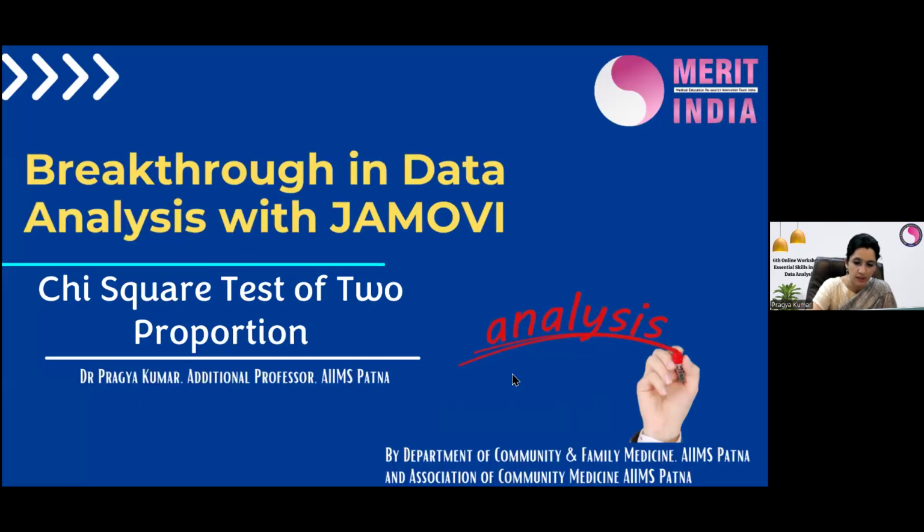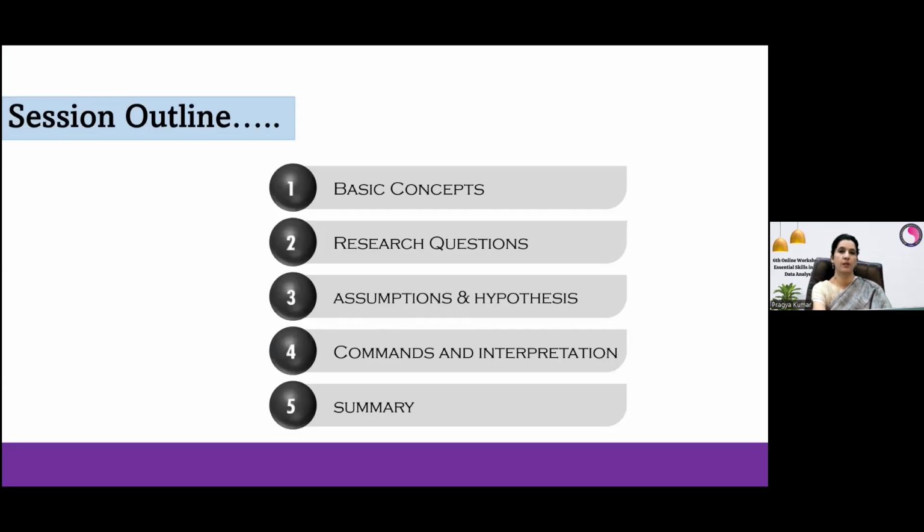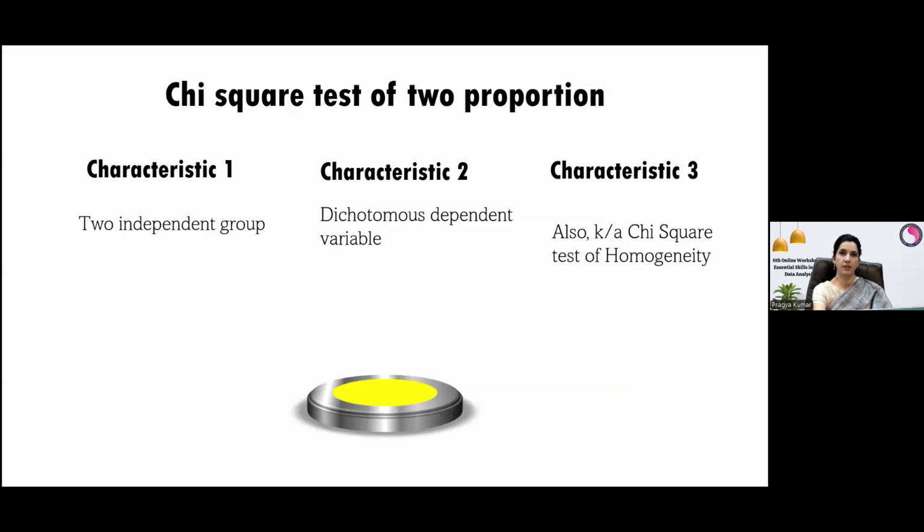So the chi-square test of two proportion is again a variant of the chi-square test. The basic difference is regarding the methodology, meaning how you collect your sample. In this session we'll talk about the brief concept, the research questions, assumptions and hypothesis, commands and interpretation, and the summary.